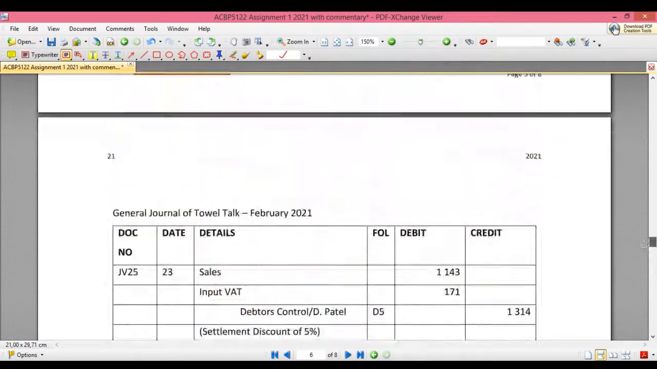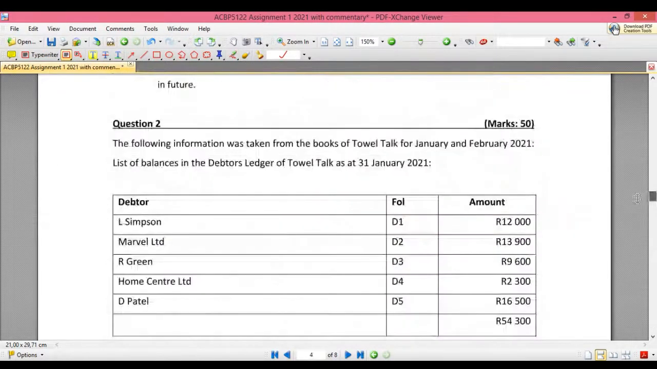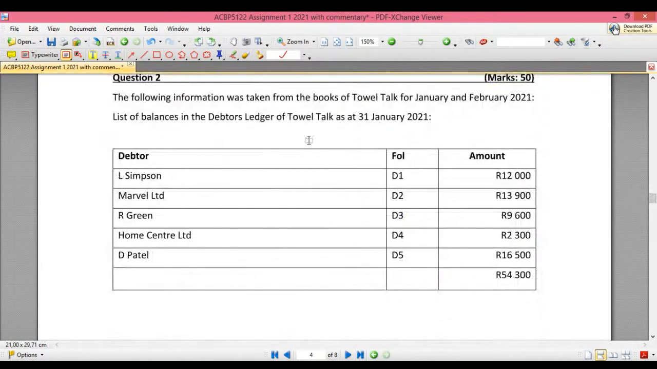Okay. Now let's quickly see what information they've given you. So in the information they've given you, they told you the information was taken from the books of Tal Talk. They've given you the list of debtors balances in the debtors ledger. So this is your debtors balances for the 31st of January 2021. Okay, that is for the previous month. So these are your opening balances. So let's just write here opening balances.